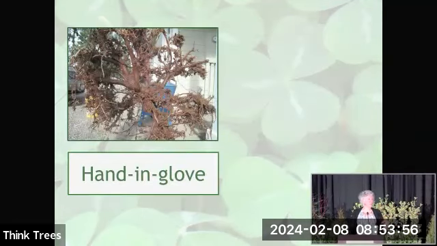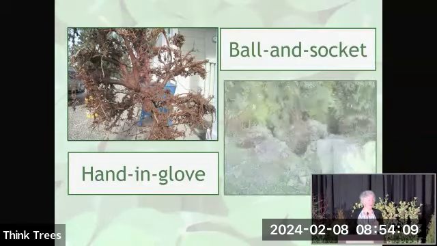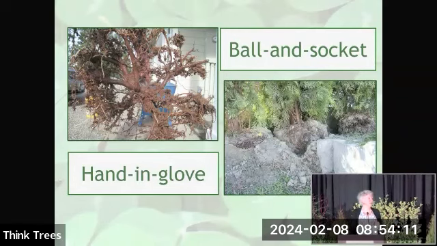So this type of root system is a hand and glove root system, because when you're mudding this in, which we'll get to, the tree is going to be much more stable because all the soil is being washed around all those little fingers and holding the tree in place, as opposed to a ball and socket, which does not establish and moves around and has to be staked so it looks like it's going to get established.